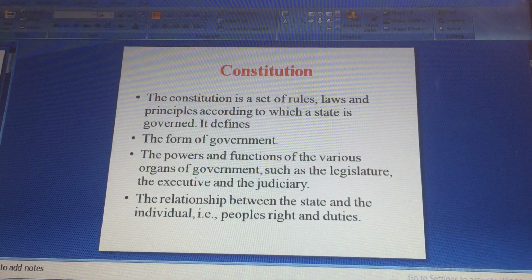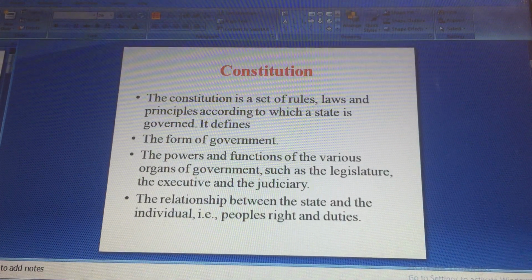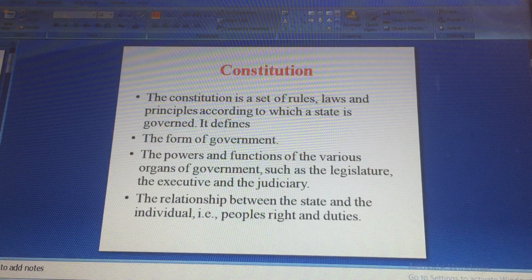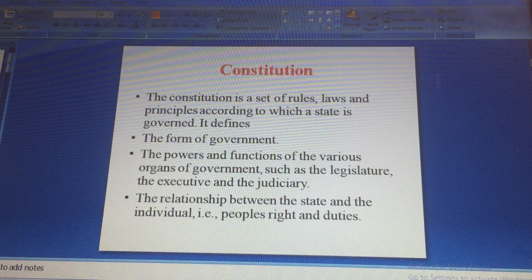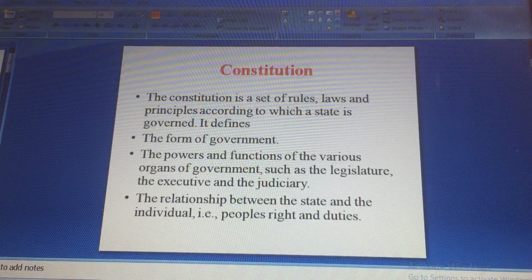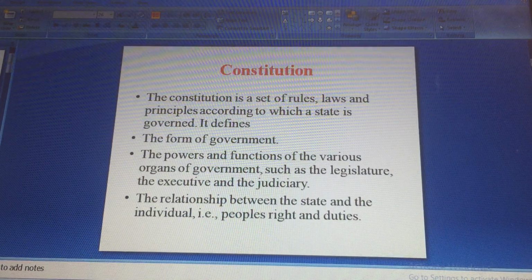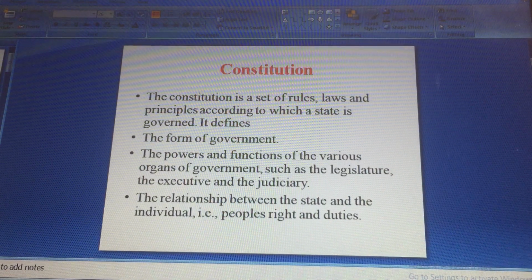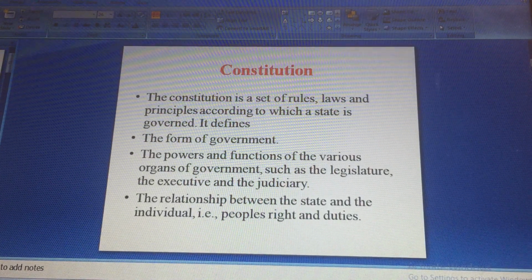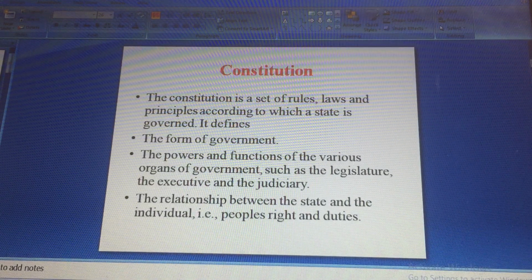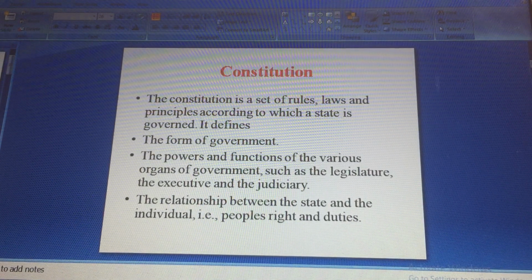Second thing, the most important which it defines is the powers and functions of various organs of the government, such as legislature, executive, judiciary. So what are the functions of different organs? You must have studied in grade 7. There are three organs of government, such as legislature, executive, judiciary. Legislature is the one which makes laws, executive works on implementation, judiciary takes care of the law and order situation. So what all their functions are, what their powers are, all this is clearly defined in the constitution.